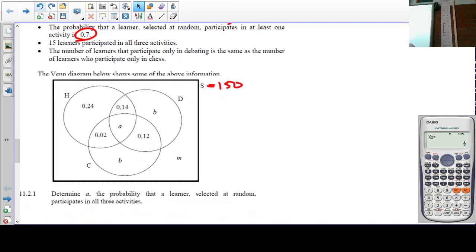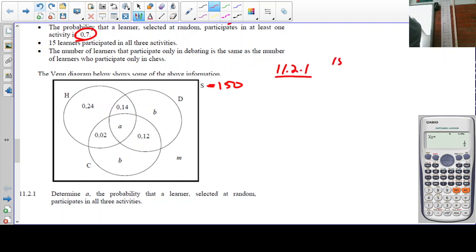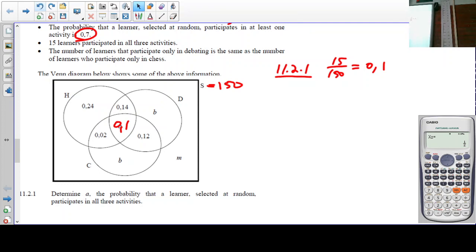Determine A. The number of learners that participated only in debating is the same as the number of learners who participated only in chess. So that probability and that probability is the same. So you got B's in both instances there, or subsets. The question says determine A, the probability that the learner selected at random participates in all 3 activities. So in other words, it will be 15 out of 150, which is 0,1. So put 0,1. Okay, you guys understand? Yes.